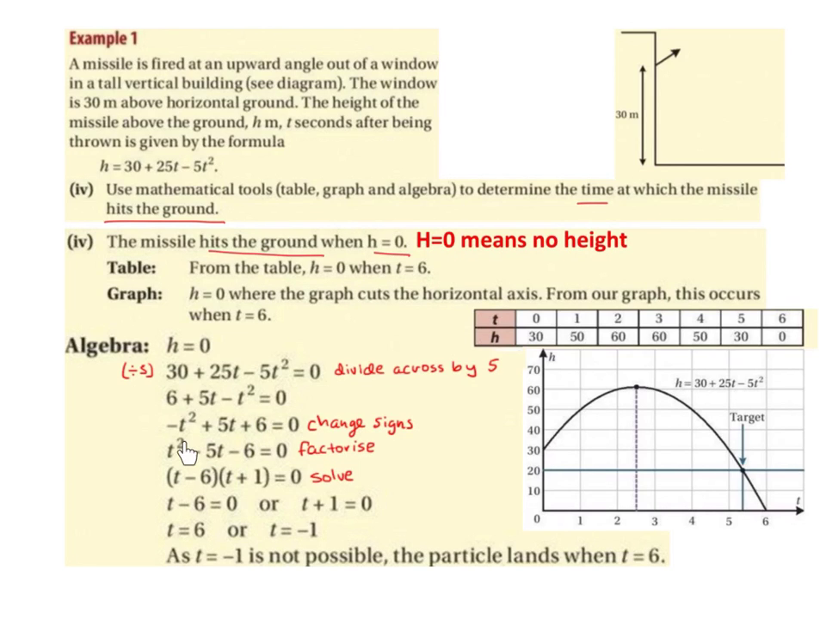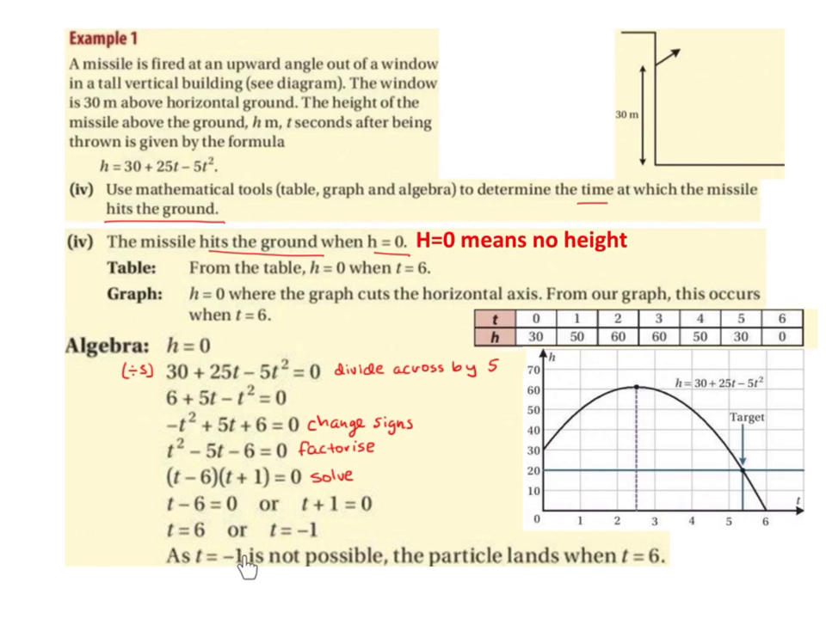So now that we have positive t squared, we can factorize. So we end up with t minus 6 multiplied by t plus 1. And then we're going to solve. So we're going to let what's inside the first set of brackets equal 0. So t minus 6 equals 0, so t is equal to 6. And then we let what's inside the second set of brackets equal to 0. So t plus 1 equals 0, so t is equal to minus 1.